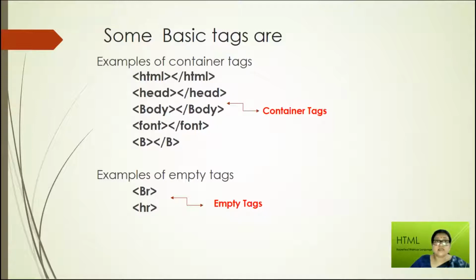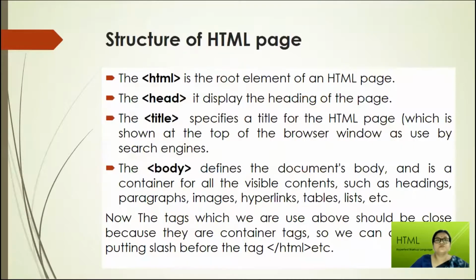Some basic tags are, for example, HTML, head, body, font. These are all container tags. That means if you have used these tags, you have to close them also with the help of a slash. That means /HTML, /head, /body. These are all your container tags. And examples of empty tags are BR and HR. BR is for line break and HR is for horizontal ruler, which makes a straight horizontal line in your web page.